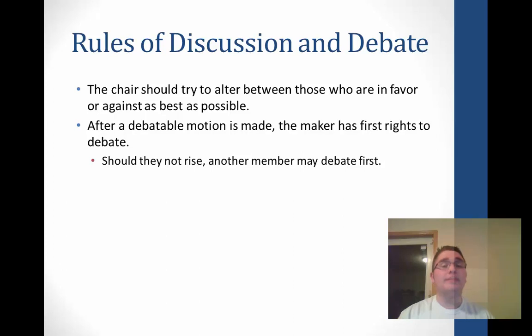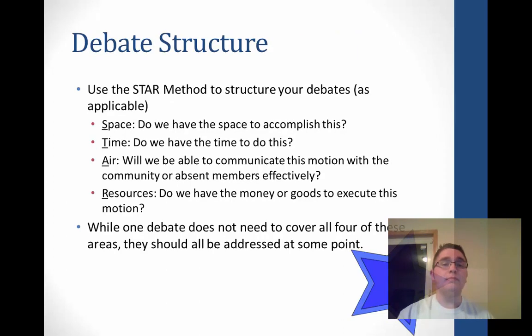After a debatable motion is made, the maker has first rights to debate. So let's say Bobby was the one who actually made that motion. Bobby would be the one who gets the first rights to speak on that motion to support the reasons why, maybe the motive behind him actually giving the motion to the assembly in the first place. Should that member not rise, another member may debate first. So going back to that little scenario that I just gave, if Bobby didn't rise, Krista could have spoken first to discuss her views on the motion in place of Bobby.